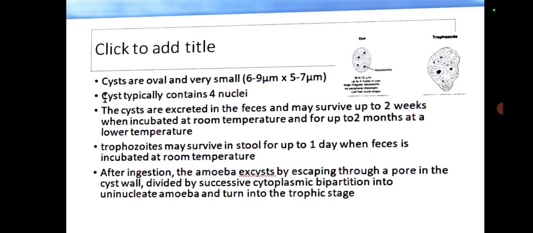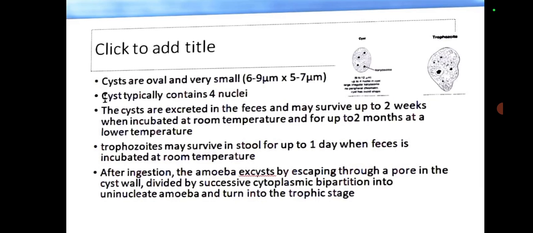Cysts are oval and very small, typically containing 4 nuclei. As I said before, cysts excreted in feces may survive up to 2 weeks when incubated at room temperature and up to 2 months at lower temperature. Trophozoites may survive in stool for up to 1 day when the feces is incubated at room temperature.